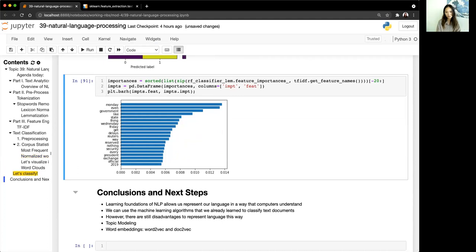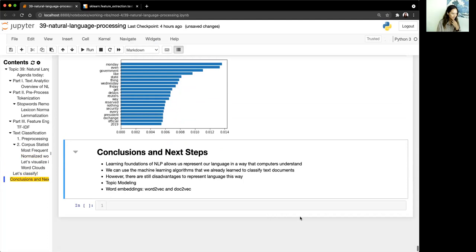And you, of course, want to do your post-modeling EDA, like I talked about last phase as well. All right, so to conclude, NLP allows us to represent our language in a way that computers can understand. We can use the ML algorithms that we already learned to classify these text documents. You can also run a regression on text. For example, people have done regressions of stock news and stock price. That's very interesting. If you want to do some sort of sentiment analysis on the stock, that's been done. However, there are still disadvantages to representing language this way.